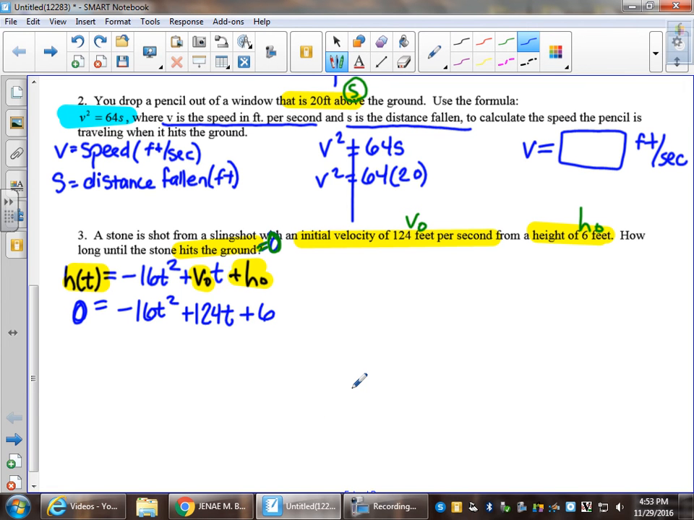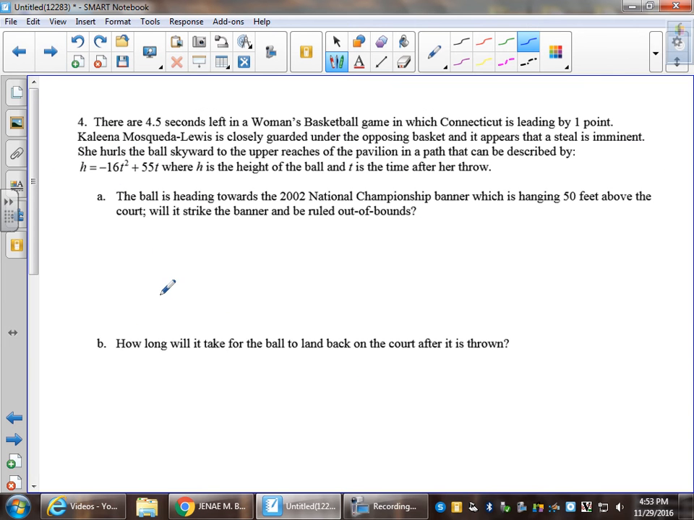Number 4. There are 4.5 seconds left in a women's basketball game in which Connecticut is leading by 1 point. Kalina Mosqueda-Lewis is closely guarded under the opposing basket, and it appears that a steal is imminent.